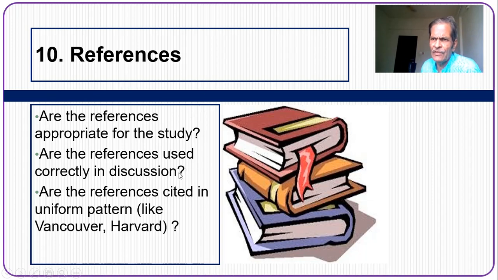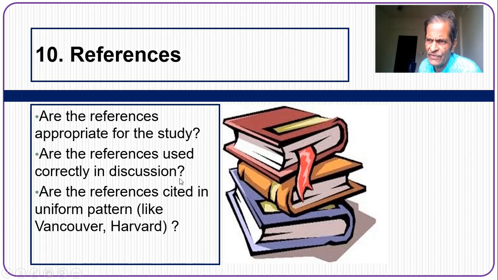People have a tendency of showing that they have referred to such a large number of references. So one must try to find out whether the references were appropriate for the study. If it is a clinical trial, then one must restrict oneself to the clinical trials of the disease. It is not necessary to give references of the old ages and what the disease was called in Ayurveda and Unani and homeopathy, something like this. It is not expected. So are the references used correctly in the discussion?